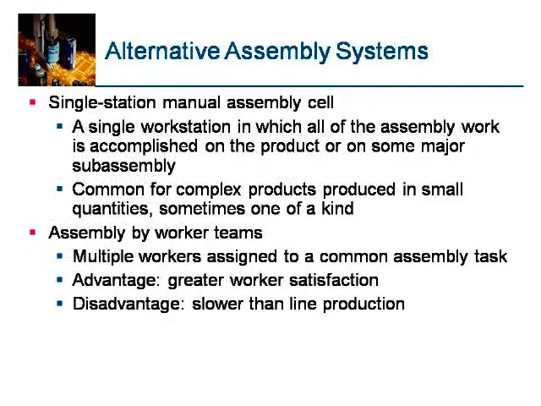Alternative assembly systems, we can look into that. Single station manual assembly cell, a single workstation in which all the assembly work is accomplished on the product or on some major subassembly. Common for complex products produced in small quantities, sometimes one of a kind. Assembly by worker teams. Multiple workers assigned to a common assembly task. Advantage is greater worker satisfaction. Disadvantage is slower than line production. These are all the various assembly associated tasks we can consider.